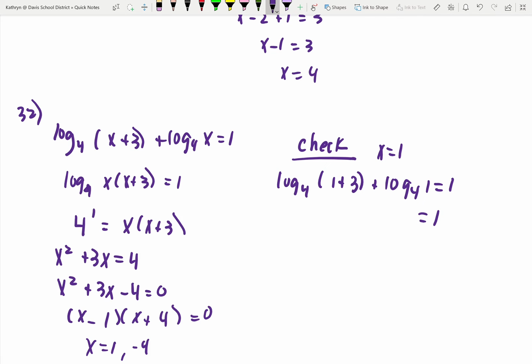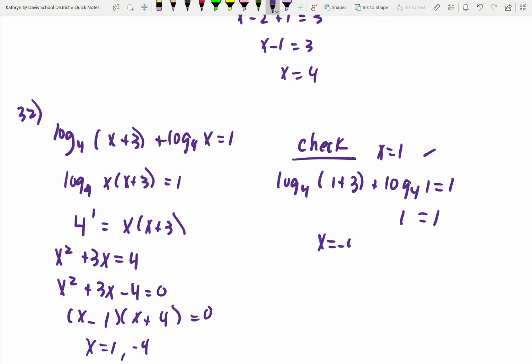Grab your calculator. Here's how you put it in your calculator. You go log 3 plus 1 is 4. Close it off. Divided by log 4. Close it off. Plus log 1. Close it off. Divided by log 4. Close it off. Hit enter. 1 equals 1. You've got an answer.